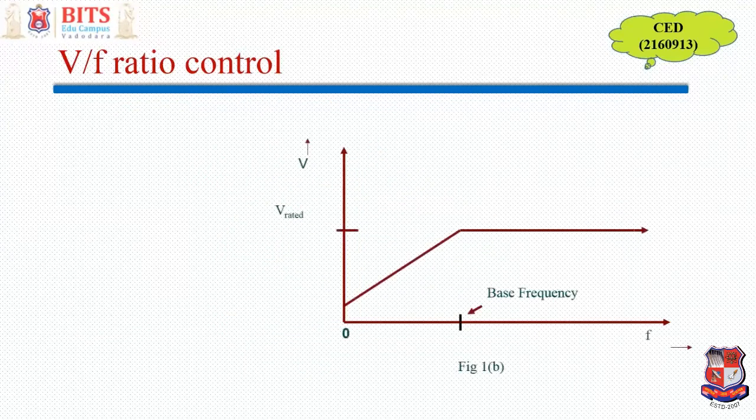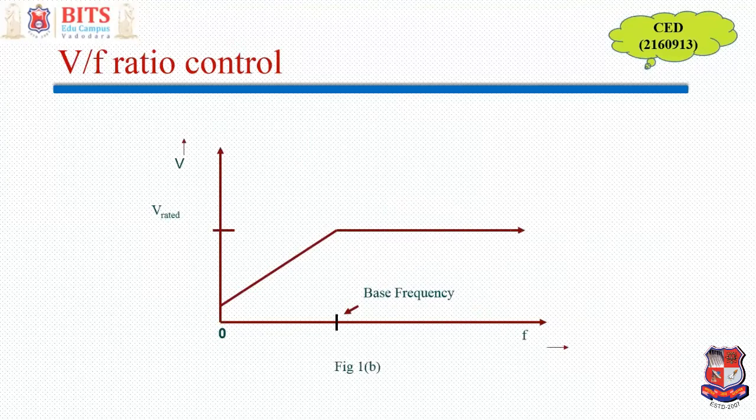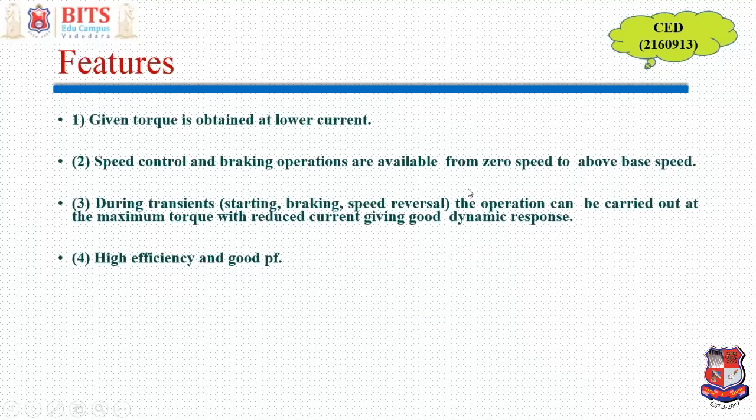So V by F ratio, this is called the flux control block. You see this V by F ratio is kept constant in this fashion up to rated frequency. After that, voltage is constant and frequency is increased. You can go generally up to twice the frequency. There is a slight boost voltage at starting to overcome various voltage drops, stator resistance voltage drop and something like that. So this is the diagram.